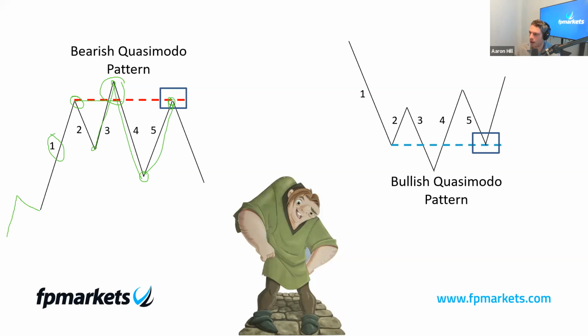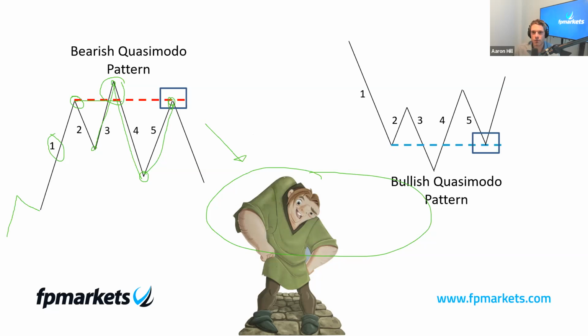Now, why I've left this rather handsome looking chap on the screen is simply because of where I believe the Quasimodo pattern got its name. I believe it's from the main character from the novel, The Hunchback of Notre Dame. And if you look closely, he's shaped somewhat similar to the bearish Quasimodo pattern, with a somewhat deformed head and shoulders, as does the bearish Quasimodo pattern. It's not a perfect representation, but I believe this is where it's come from.